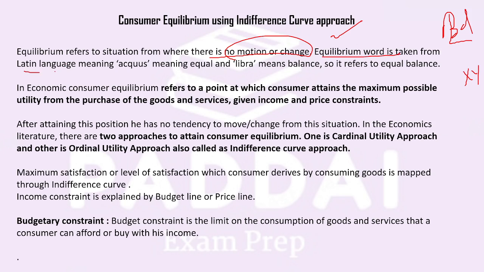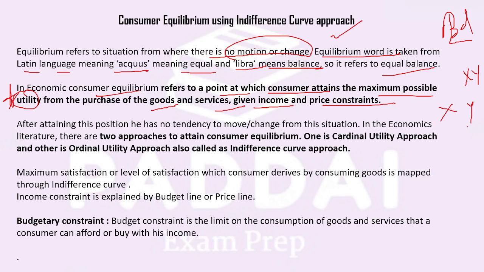The word equilibrium is taken from the Latin language: aequus, meaning equal, and libra, meaning balance. It refers to equal balance. In economics, consumer equilibrium refers to a point at which a consumer attains the maximum possible utility from the purchase of goods and services, given income and prices constant.